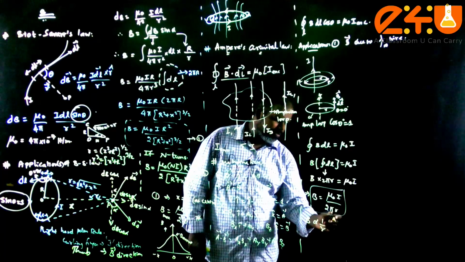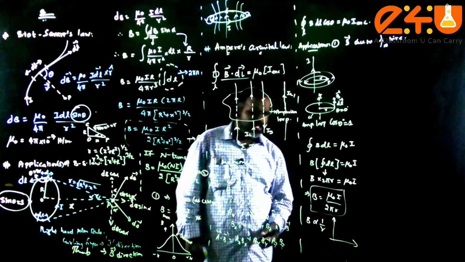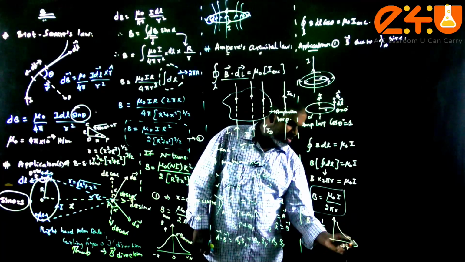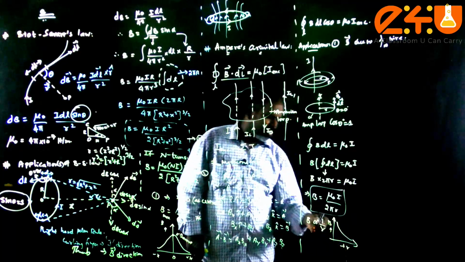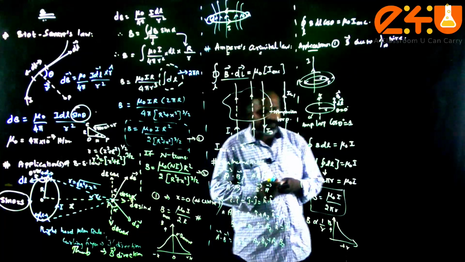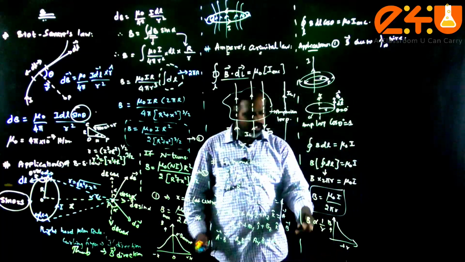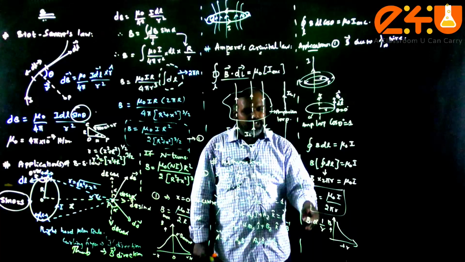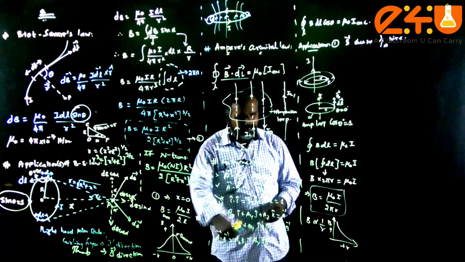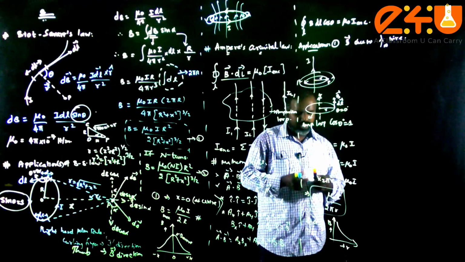So when you draw the graph, you know that you learned the basic mathematics. The graph will be a rectangular hyperbola. Suppose the graph is drawn between B and r, the distance. And sometimes they may ask you what is the relation between B and r. It may be r or r square, something like that. So that is all very important for your discussion.